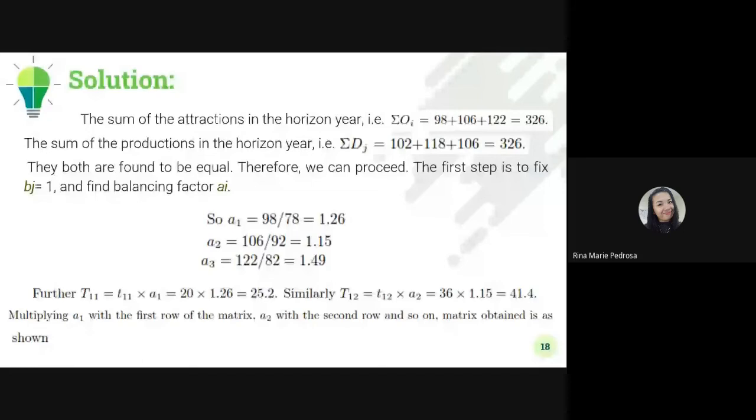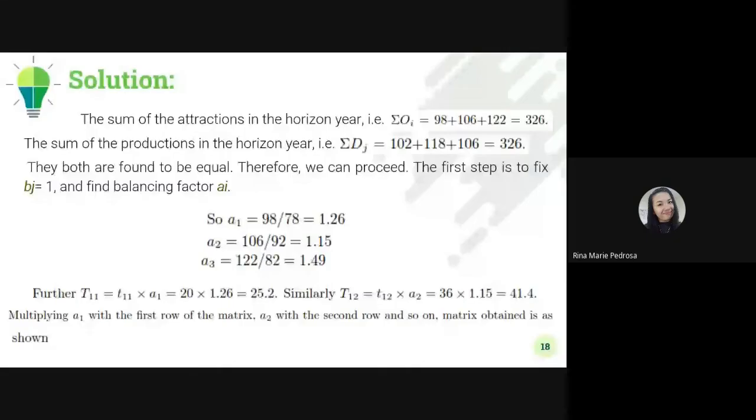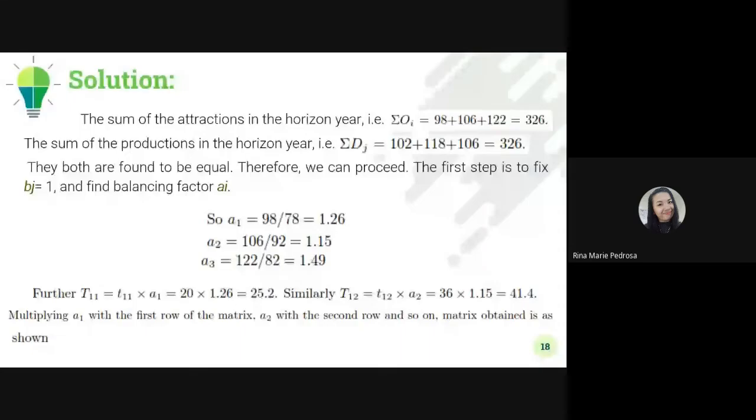106 plus 122, which gives us 326. So the sum of production in the horizon year, that is O sub i and D sub j, they both are found to be equal. Therefore, we can proceed. The first step is to fix B sub j equal to 1 and find the balancing factor: A sub 1 is 88 over 78, which is equivalent to 1.26. A sub 2 is equal to 106 over 92, which is equivalent to 1.49.